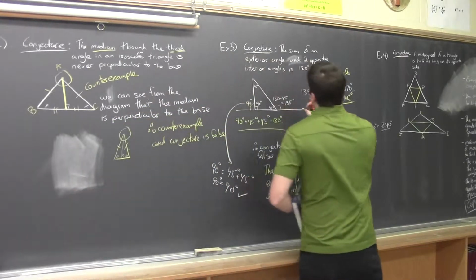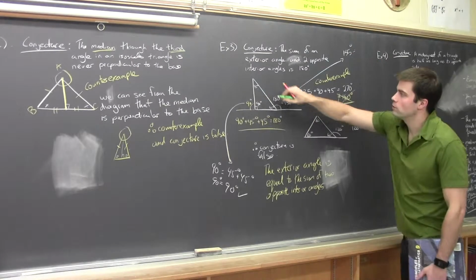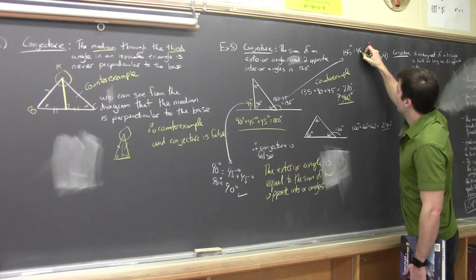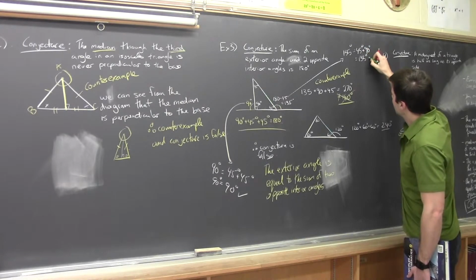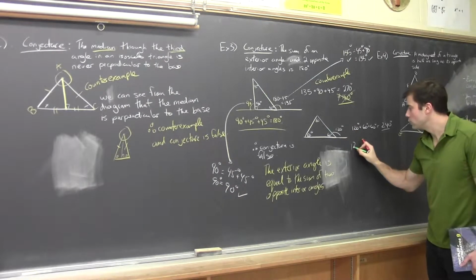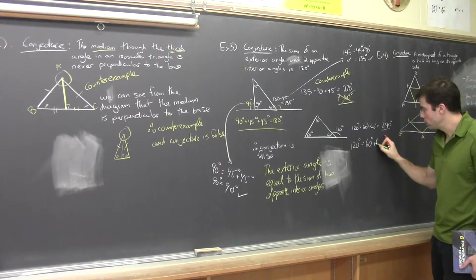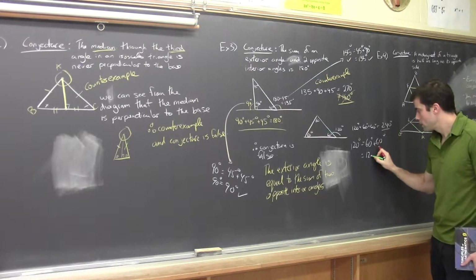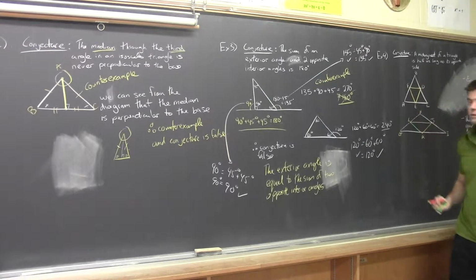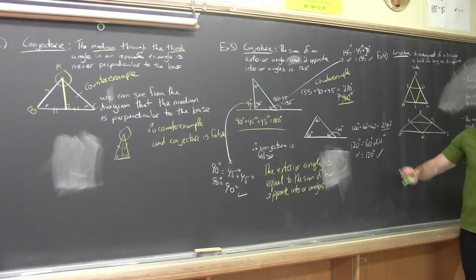Let's check this one. So I have here 135 degrees is going to be equal to the two interior angles. Okay, that one works. Let's check this example. So I have 120 degrees is going to be equal to the sum of the two interior angles. This one works. Okay? Any questions there? So that's a fact now. We need to memorize that fact.